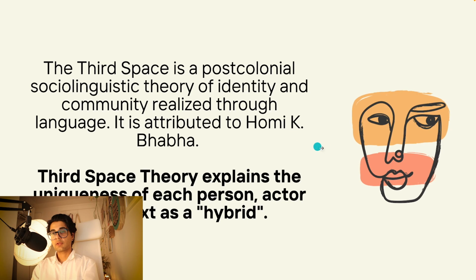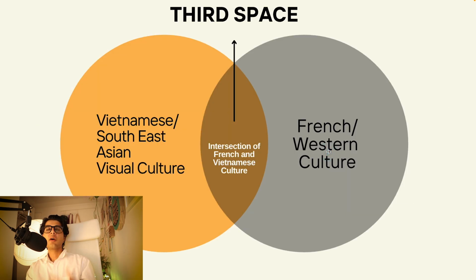And similarly, you have to think about you as a unique person. What are the different things that create this unique combination of who you are and how you see the world? So that's why the term hybrid, third space theory. So as you can see, this is known as a Venn diagram.